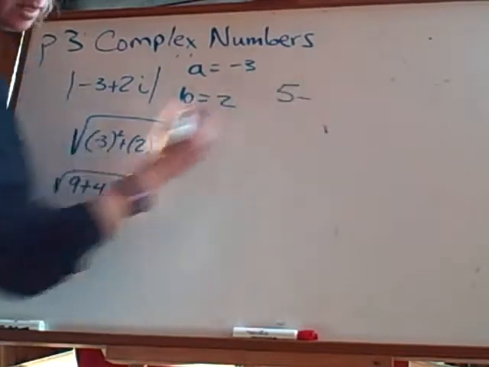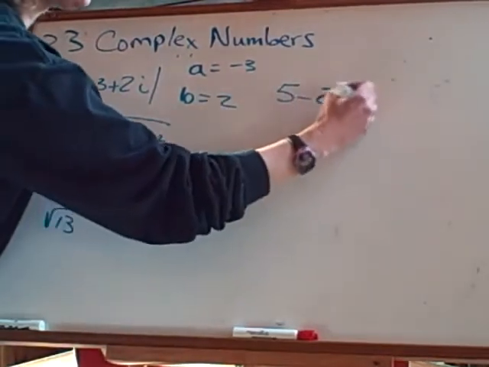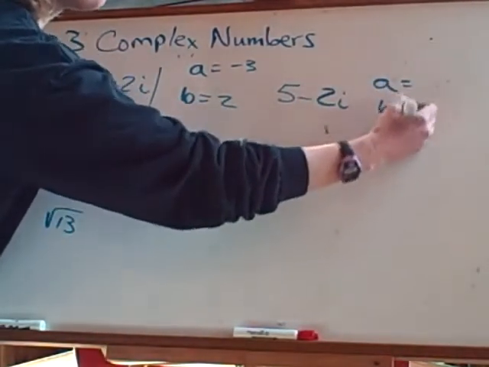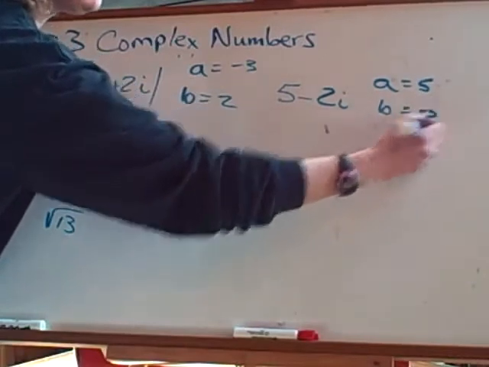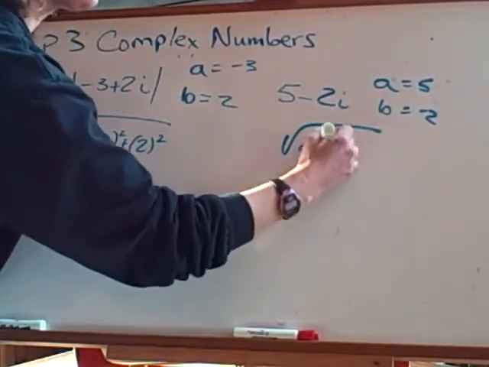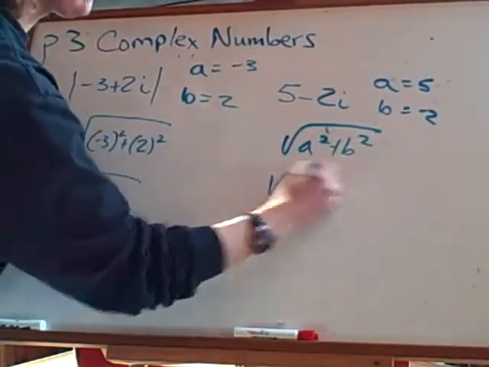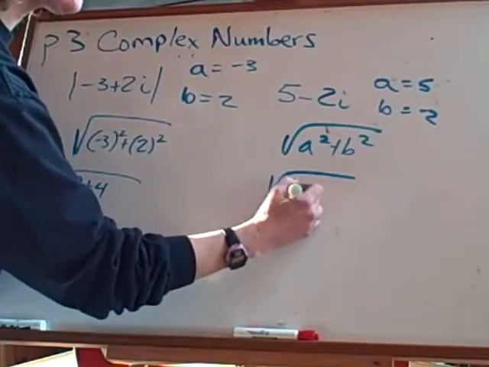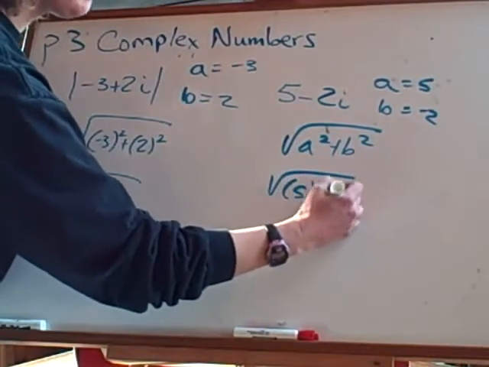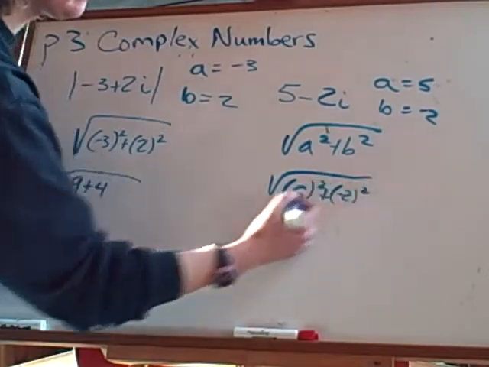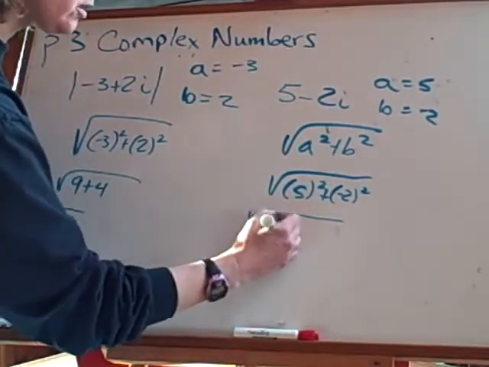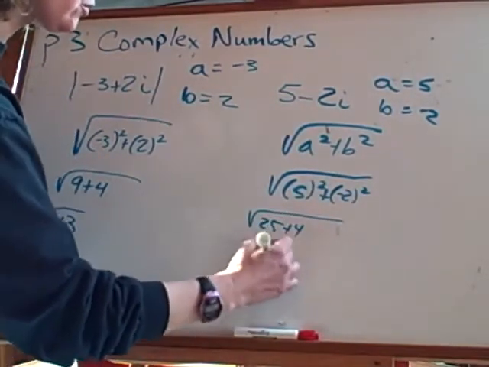Our next one, which is 5 minus 2i. What's my a there? 5. And my b? -2. So we're going to do the square root business there. Square root of a squared plus b squared. So a squared is 5 squared plus b squared, which is -2 squared. So let's see, 25 plus 4, square root of 29.